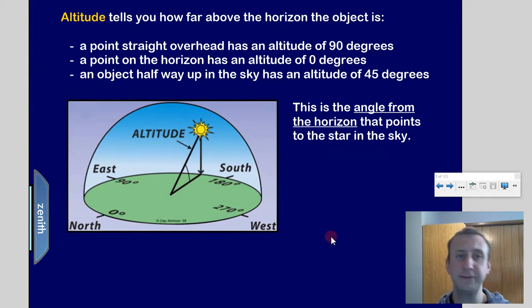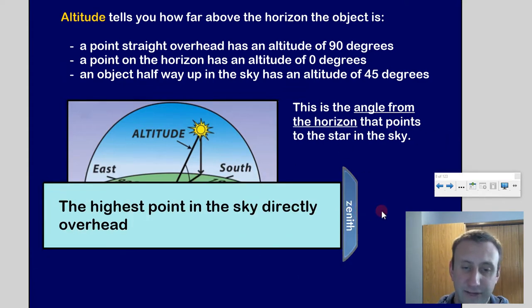Altitude, on the other hand, tells you how far above the horizon the object is. So if we point straight overhead, that would be 90 degrees. So directly right in the middle of the night sky, that's 90 degrees. A point on the horizon would be assigned 0, and then halfway up the sky would, of course, be 45. So with these two angles together, we can figure out the position of really anything in the night sky or in the sky period.